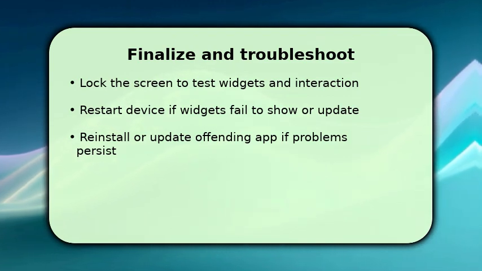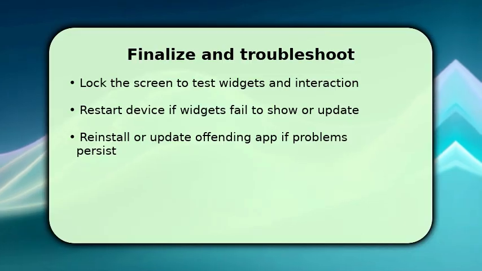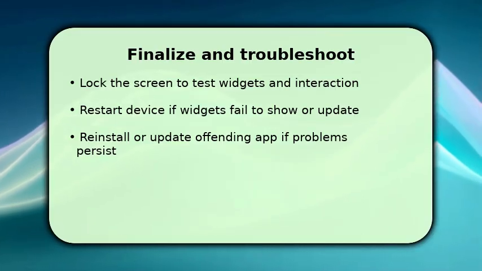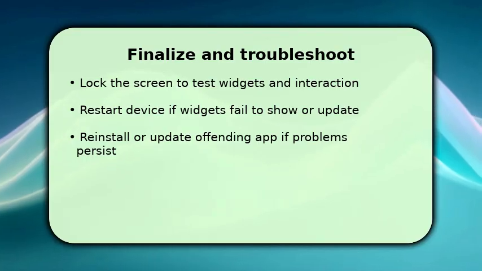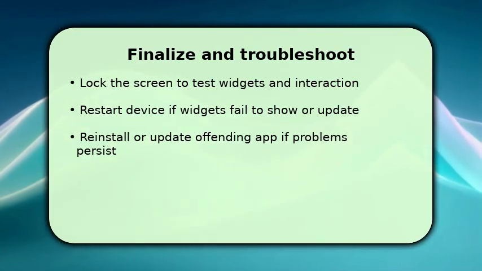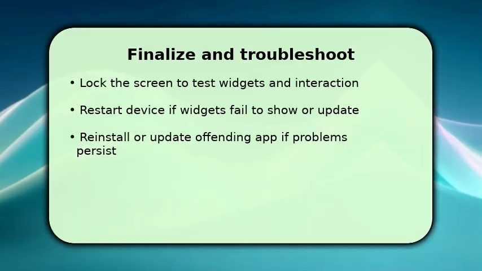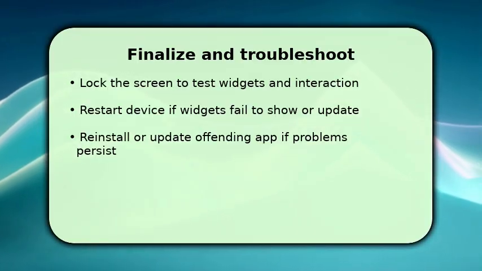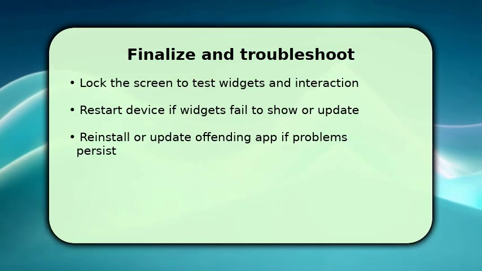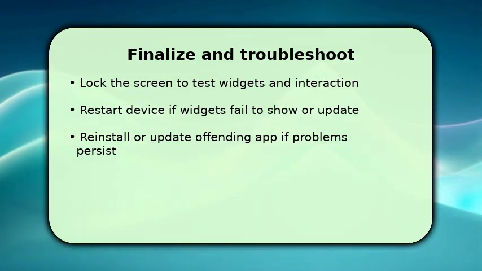If a widget fails to appear or refresh, restart the device first. That clears temporary glitches. Make sure background data, battery optimization, and notification permissions aren't blocking updates. Exempt the app if needed. If problems persist, update or reinstall the app providing the widget, then re-add it.